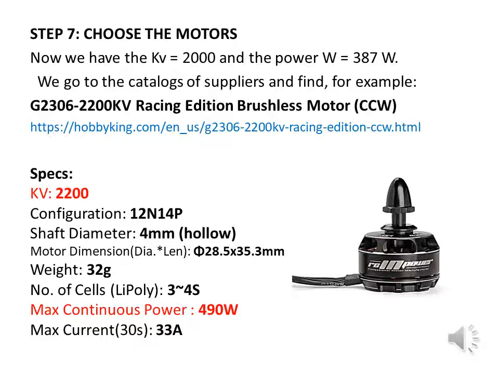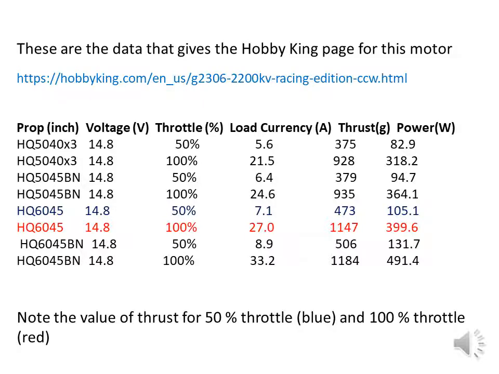The important points from the specifications are 2200 kV, shaft diameter 4 mm, weight 32 grams, battery number of cells 3 to 4S, maximum continuous power 490 watts, maximum current with 3S 33 amps. These are the data that the Hobby King page gives for this motor.